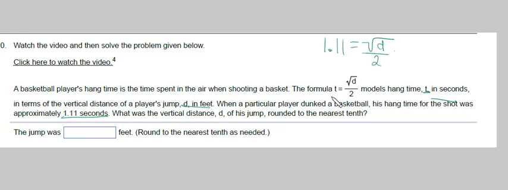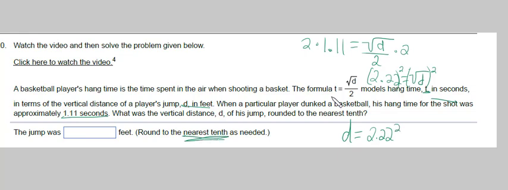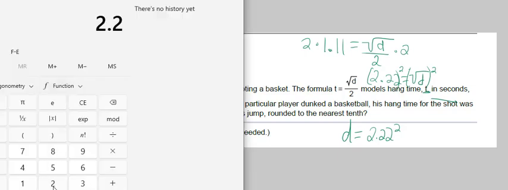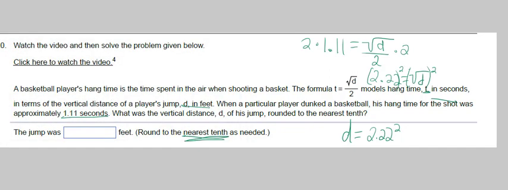So I'm going to multiply both sides by 2. And then to cancel the square root, I need to square both sides. So d will be whatever 2.22 times 2.22 is. You may have missed this problem if you didn't round it. So if I go over to the calculator, it comes out to 4.92. So if that's rounded to the tenth, that would mean for my answer, I would put in 4.9 feet.